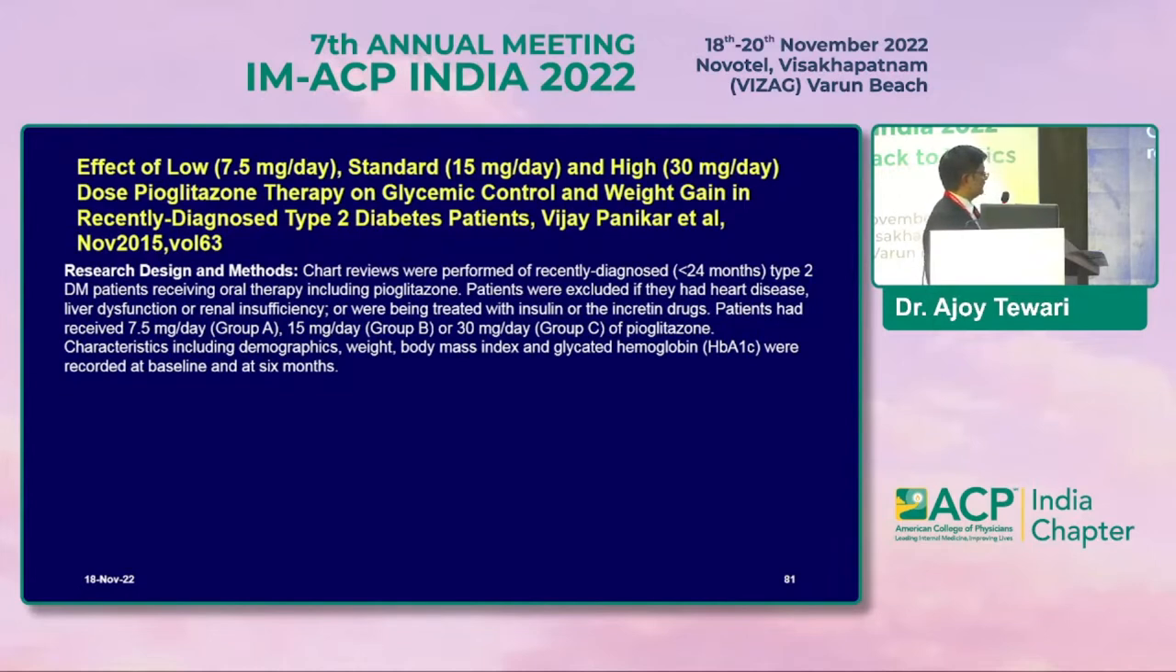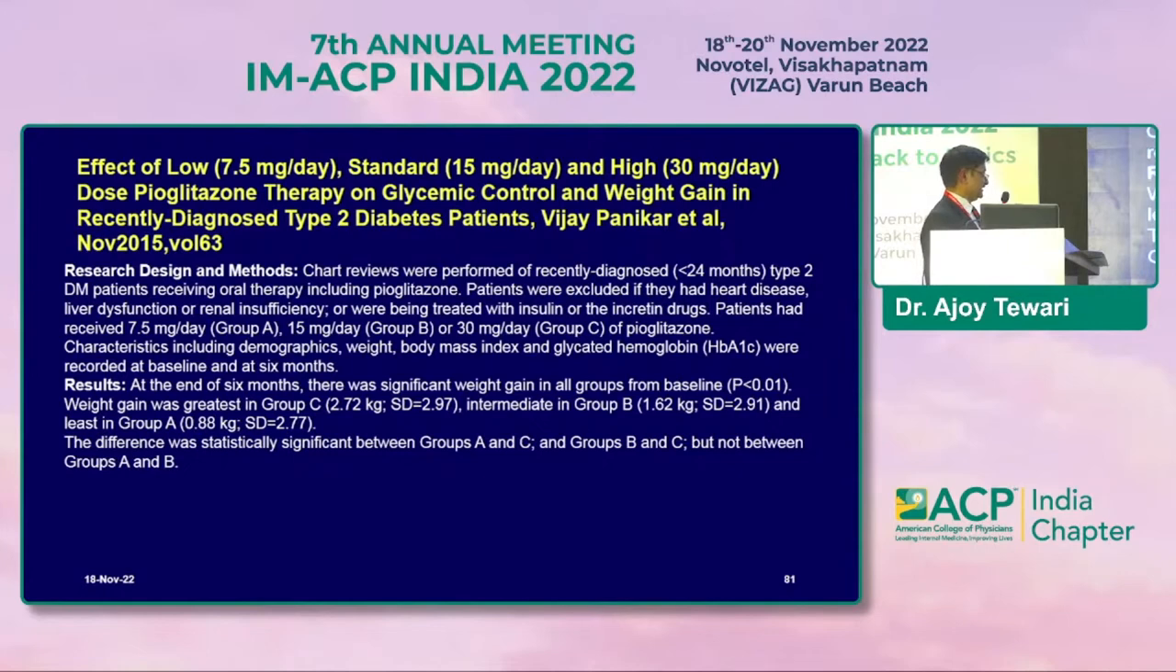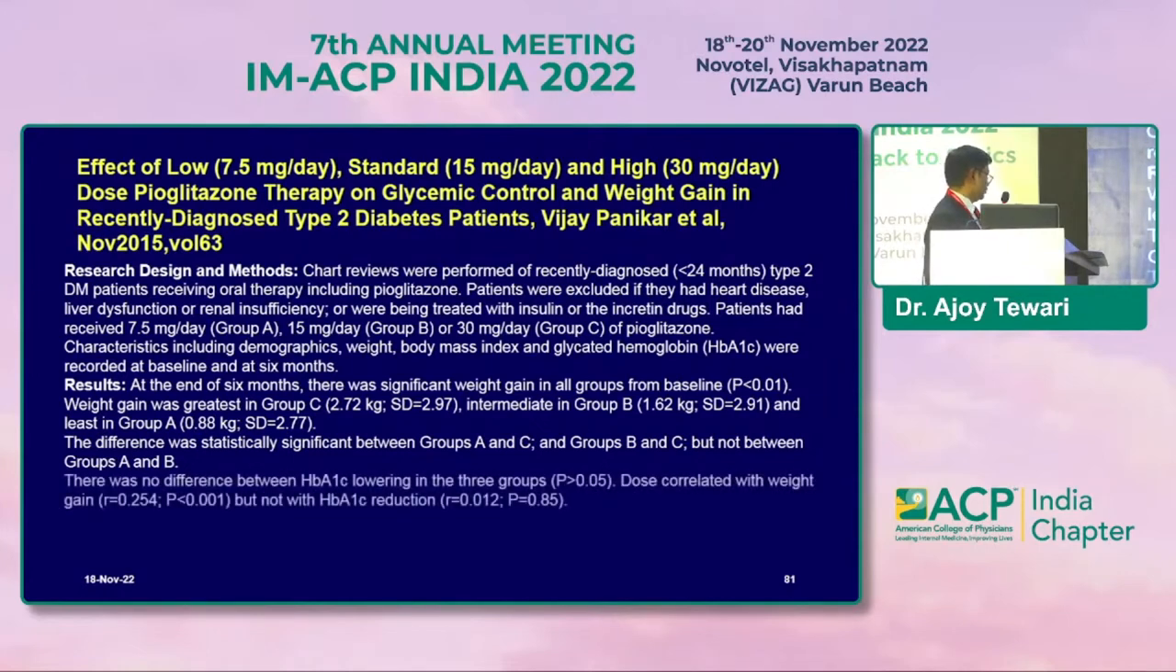And the chart reviews were performed on recently diagnosed, less than 24 months, type 2 diabetes patients receiving therapy including pioglitazone, and patients were excluded if they had heart disease or liver dysfunction. So the results were, at the end of 6 months, there was a significant weight gain in all groups from baseline, and the weight gain was greatest in group C, that was 2.72, intermediate in B, 1.62, and the least in group A. The difference was statistically significant between group A and C and group B and C, but not between group A and B.